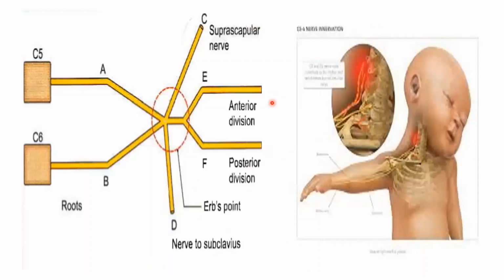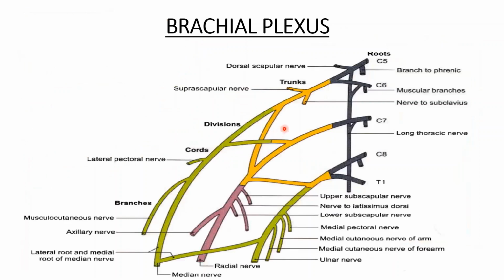Now, moving on to the clinical anatomy related to the brachial plexus. The first clinical anatomy that we're going to study is Erb's paralysis. There's a point on the upper trunk of the brachial plexus called Erb's point. Erb's point is a point where 6 nerves will meet, that is the roots of C5 and C6, the suprascapular nerve, the nerve to subclavius, and the anterior division and the posterior division. Now, if I were to show you the point in this diagram, this would be referred to as Erb's point.